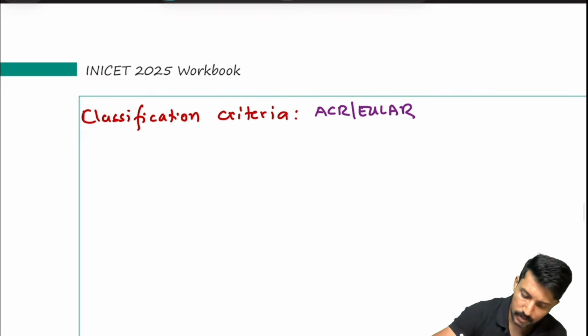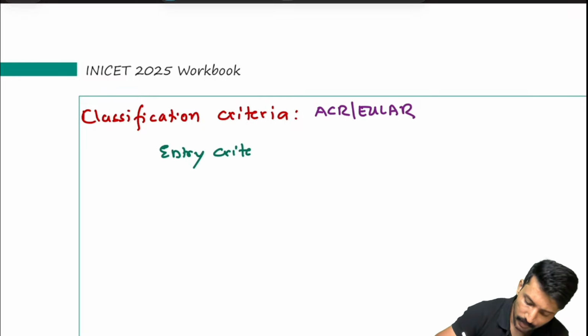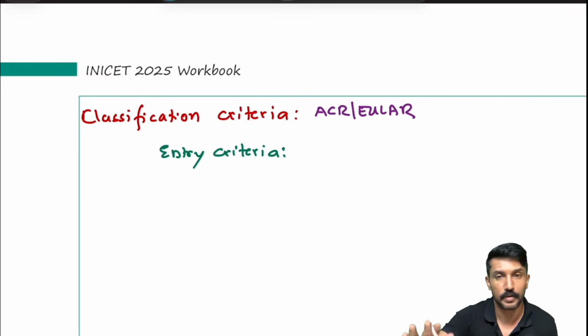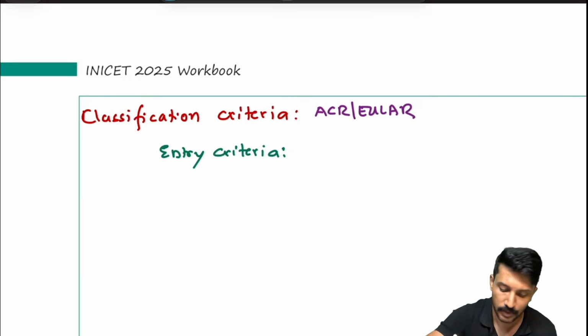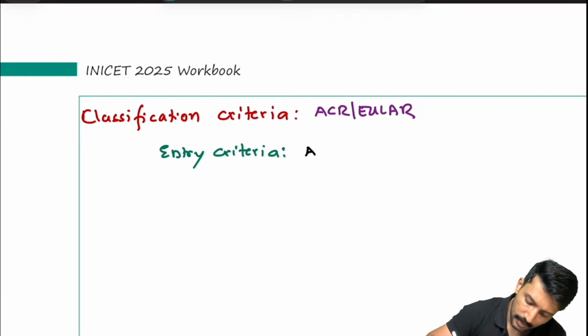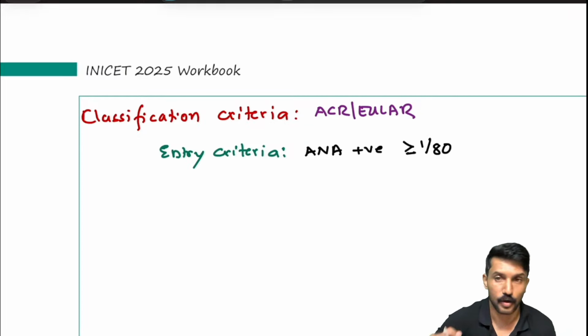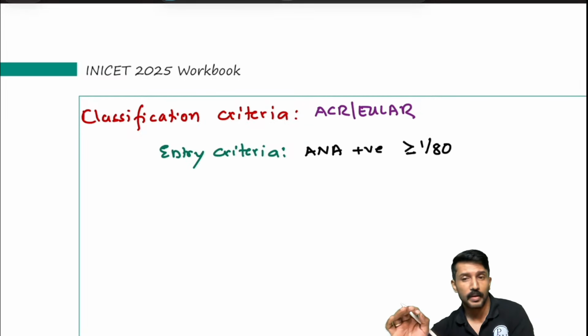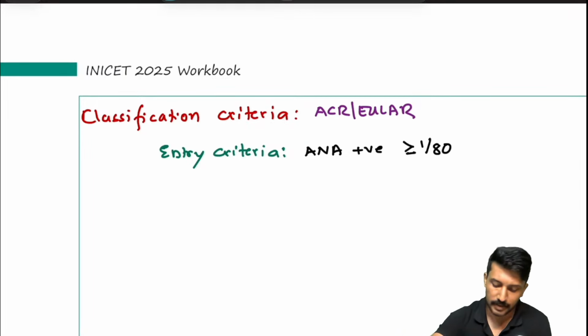So according to this, we have an entry criteria. What is the entry criteria? Without this criteria being met, we don't consider further evaluation for classification. What is this criteria? ANA positive with a titer more than or equal to 1:80 according to the standard method, which is indirect immunofluorescence. That is the entry criteria.